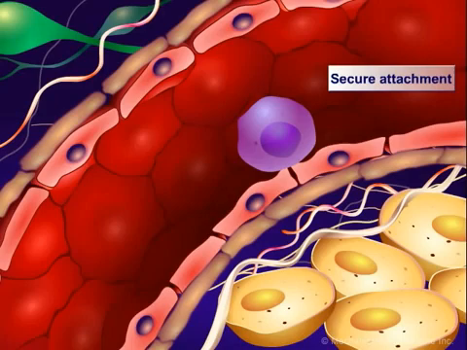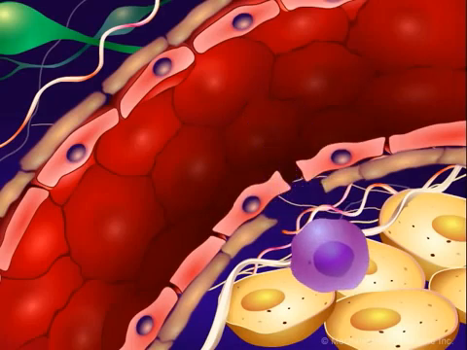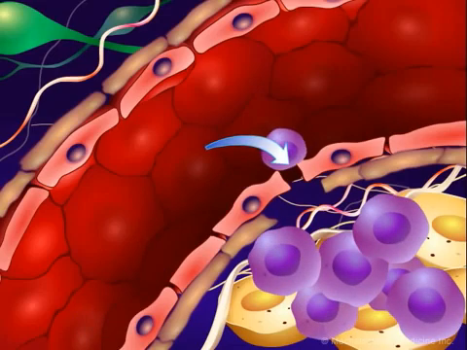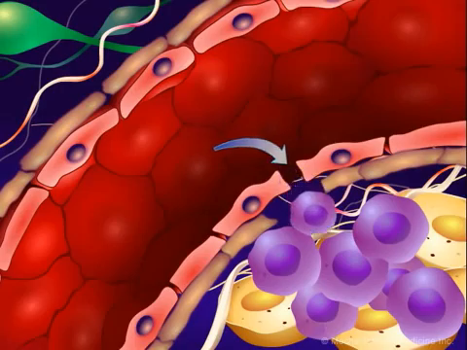Once the metastatic cells are securely attached to the endothelial lining, they leave the vessel and enter the tissue. They also leave an open pathway that allows less aggressive tumor cells to invade the tissue and grow.